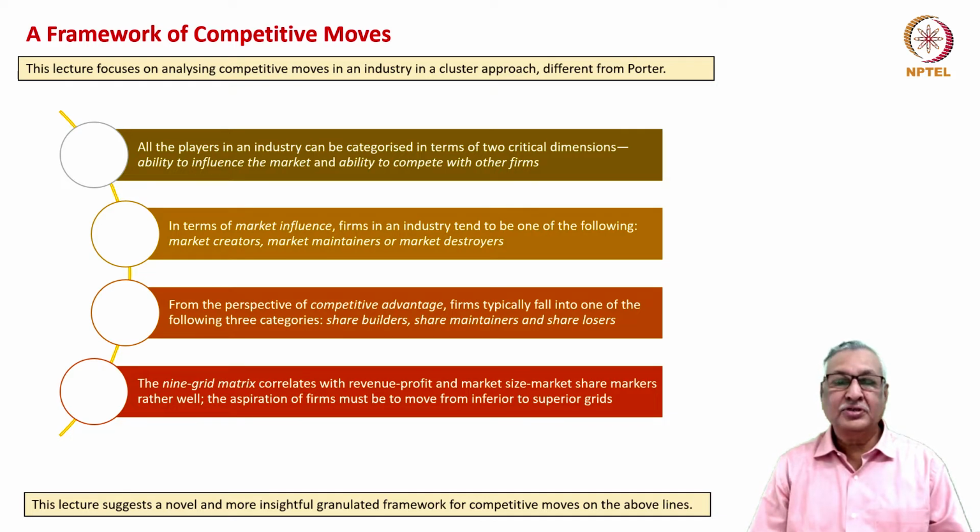From the perspective of competitive advantage, firms typically fall into one of three groups: share builders, share maintainers, and share losers. Based on these two dimensions and three subclassifications in each, we can create a 9-grid matrix. This 9-grid matrix correlates with revenue, profit, and markers rather well. The aspiration of the firms must be to move from inferior to superior grids. As a result of this framework, this lecture suggests a novel, more insightful and granulated approach for competitive moves on the above lines.